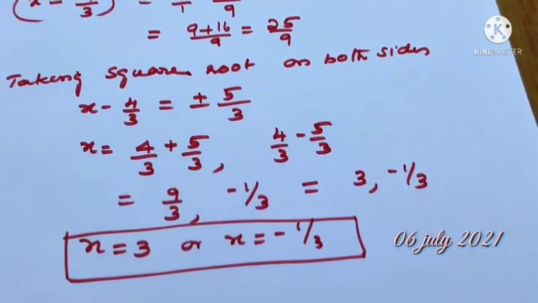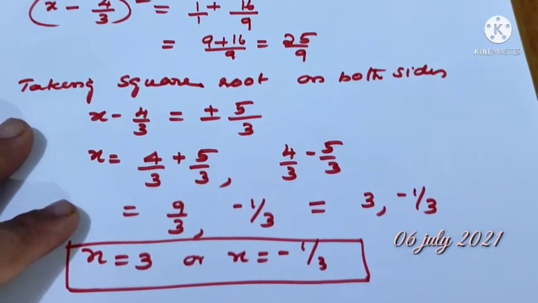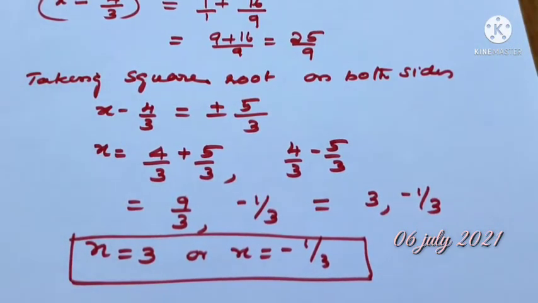So again, coefficient of x square, in this case also it is more than 1. So divide with that number only, then add the square of half the coefficient of x on both the sides. Last step, taking the square root and solve for x.